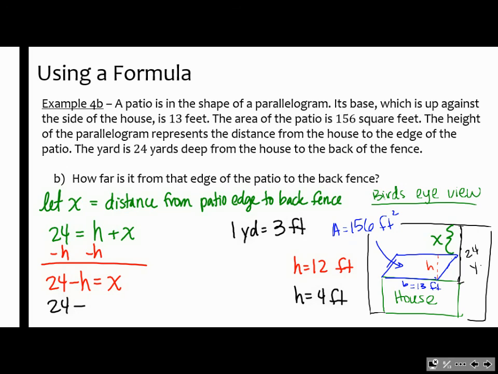So when I make my substitutions, I better not use the number 12. I better use the number 4 and write it in yards. Or I need to write it all in feet. I just can't mix and match my measurements. So 24 minus 4 is 20. So X equals 20 yards.